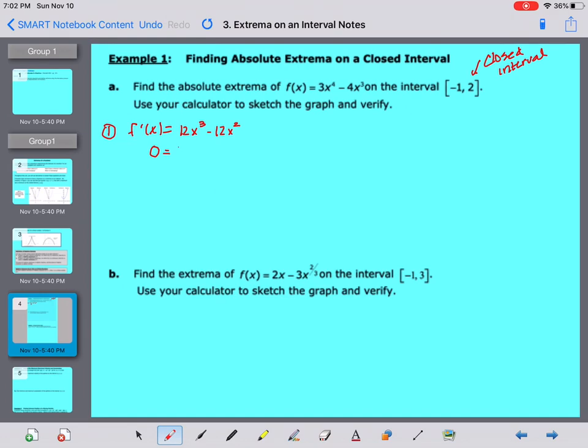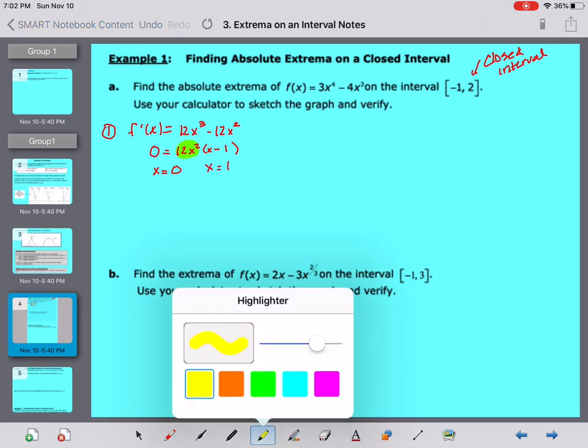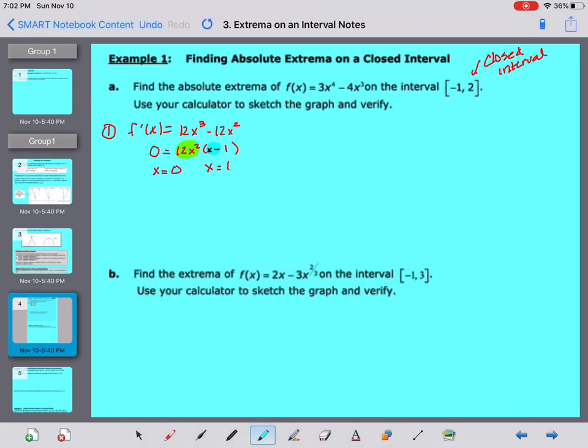Most of the time we'll be factoring, so that's exactly what I'm going to do in this problem. Factor out 12x squared, which is the GCF. X minus 1 is the end result, which means our x here is equal to 0. Remember, that comes from that factor right there. Set it equal to 0 and solve. Our other x value is x equals 1, and that one comes from that factor right there.